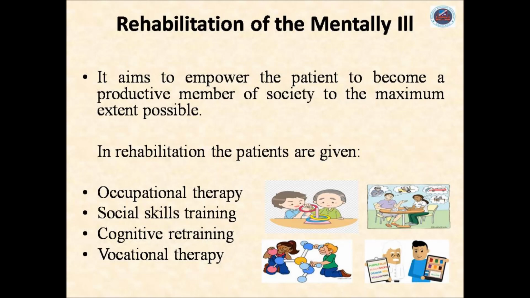So occupational therapy provides an opportunity for the individual to practice and enhance skills that can be helpful in their everyday life, such as candle making, paper bag making, and weaving to help them form a work discipline. Then comes social skills training.